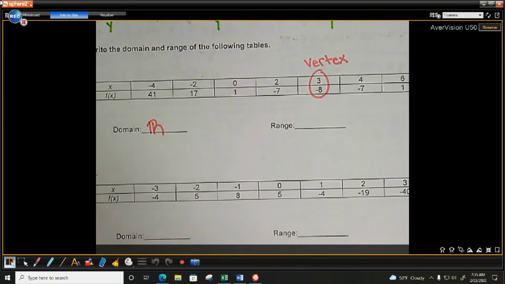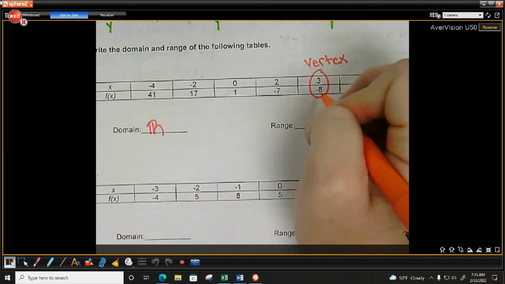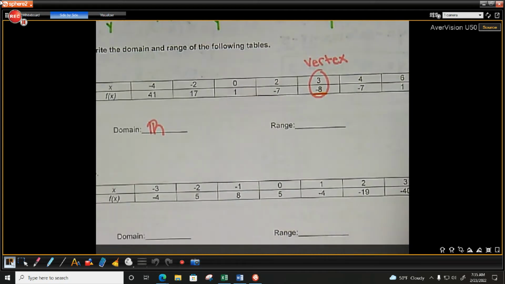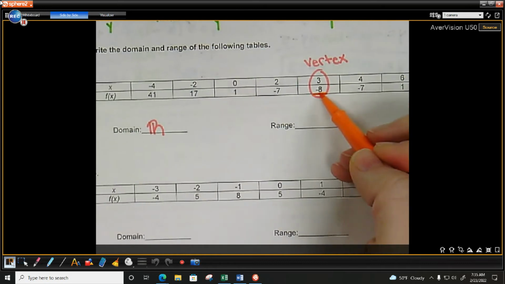All real numbers. So my domain is going to be all real numbers. Now your range, we don't need an upper bound and a lower bound because we don't have endpoints. There's only a bottom or a top, depending on if your vertex is a min or a max. So we need to determine, is my vertex a min or a max? Look at your, and y'all did this a little bit on your homework. Look at that -8.